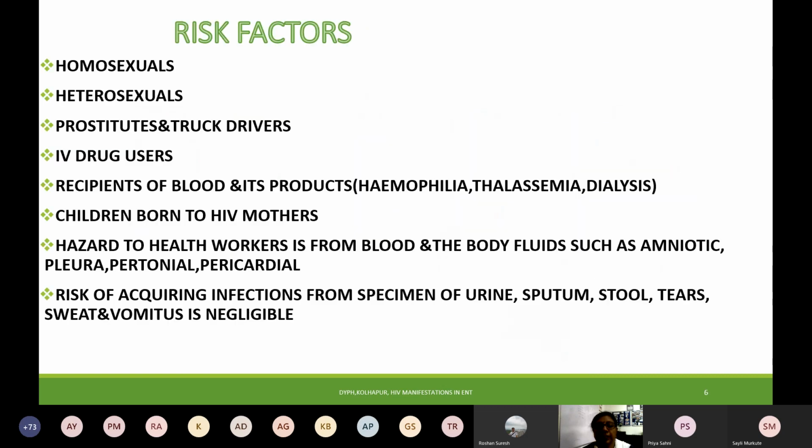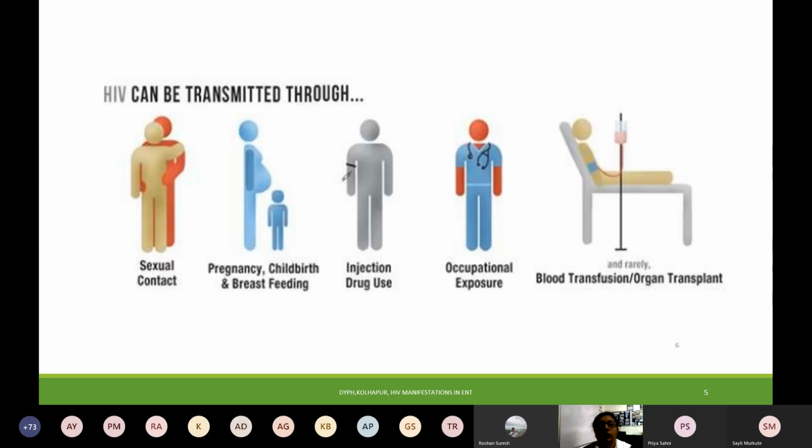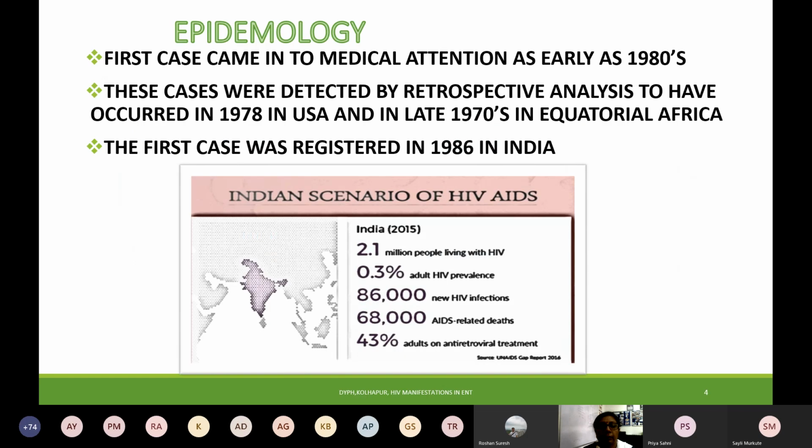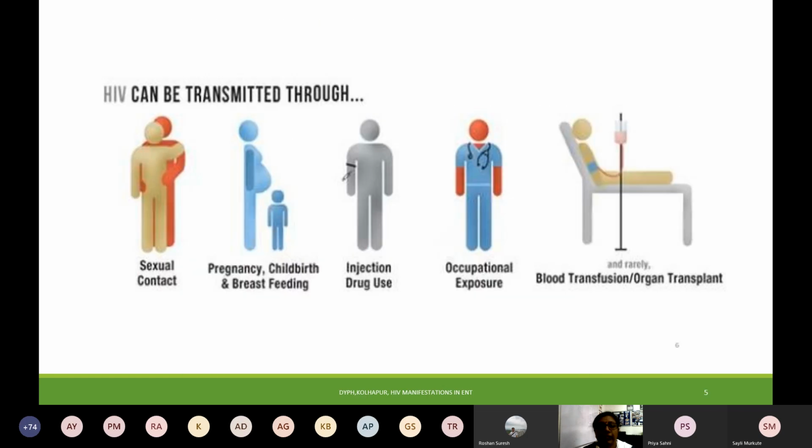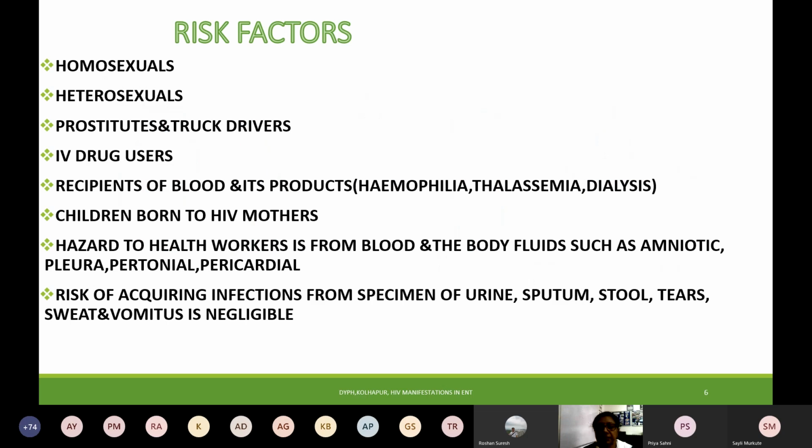So how is it spread? This is the picture showing the spread of HIV. It is spread through sexual contact, pregnancy, childbirth, breastfeeding, injection drug use, occupational exposure, blood transfusion, and organ transplant. This is more related to health workers. Mind well, we have to take care, especially the health workers.